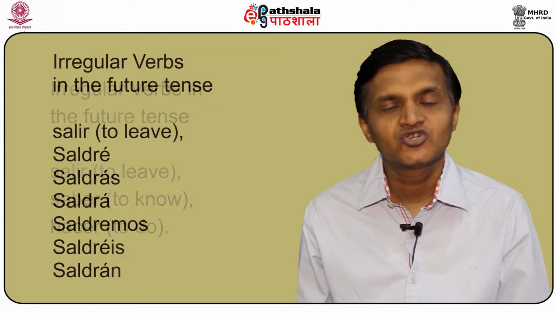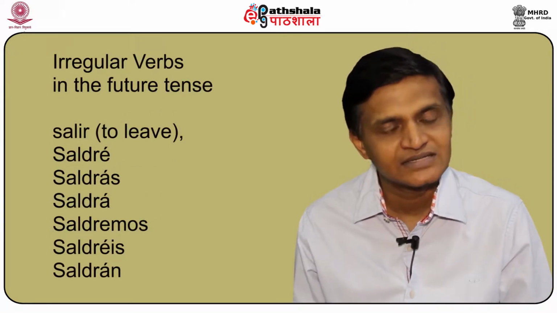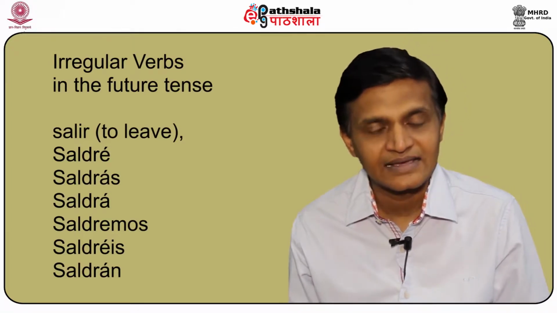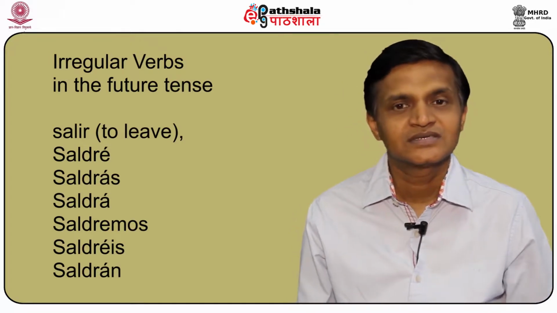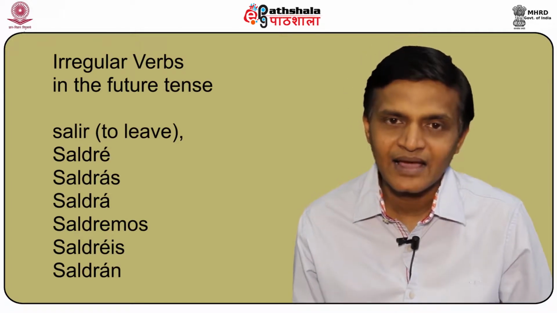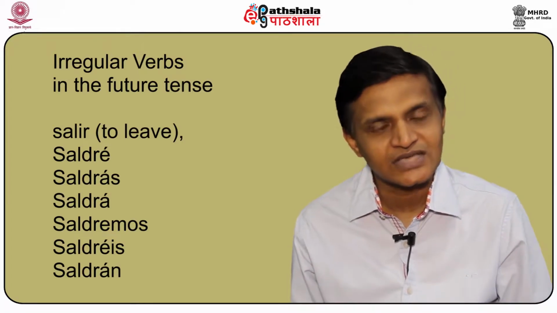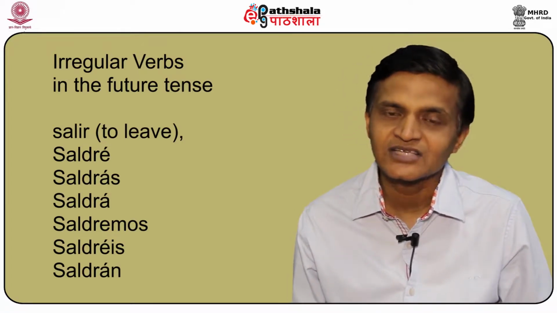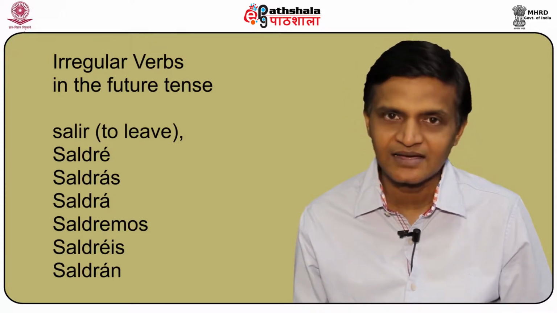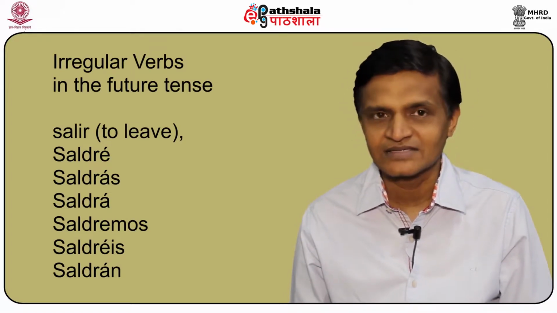Verbs like salir drop the E or the I of the infinitive and add the consonant D. So, instead of salidré, it is saldré. For example, salir, yo saldré, tú saldrás, él, ella, usted saldrá, nosotros saldremos, vosotros saldréis, and ellos, ellas, ustedes saldrán. I repeat, saldré, saldrás, saldrá, saldremos, saldréis, and saldrán. It is as simple as that.